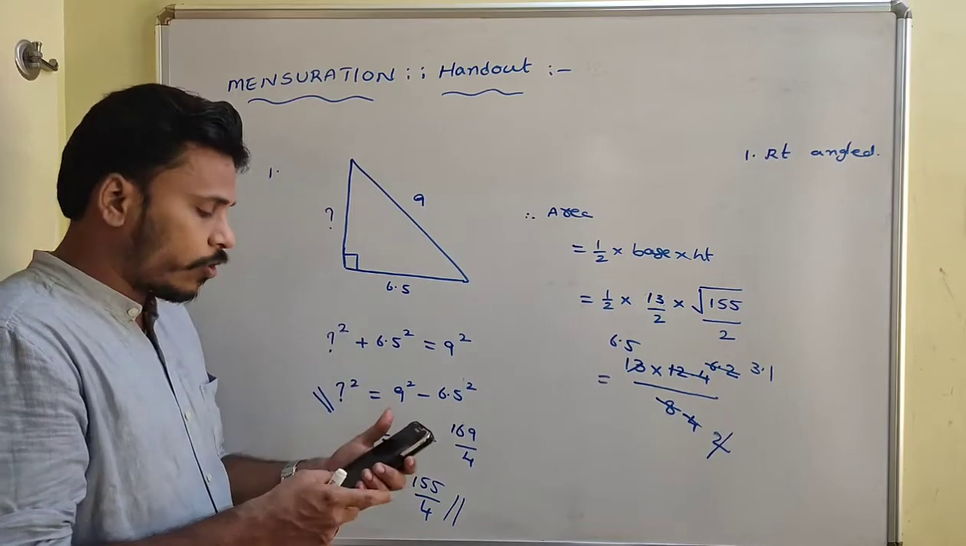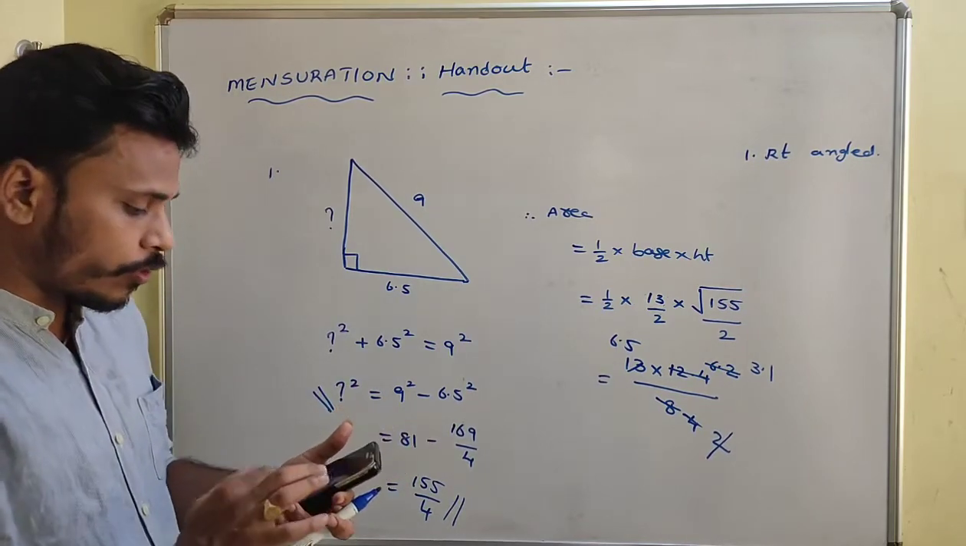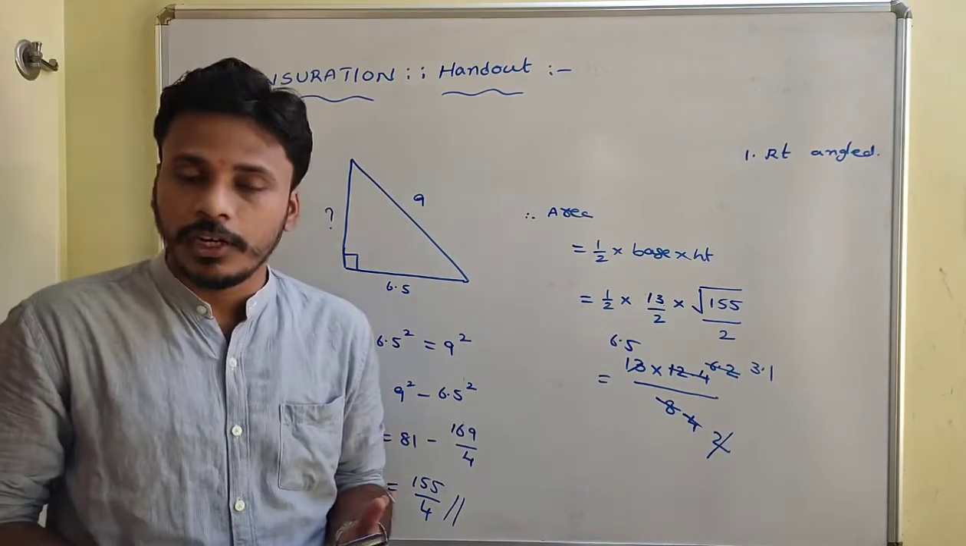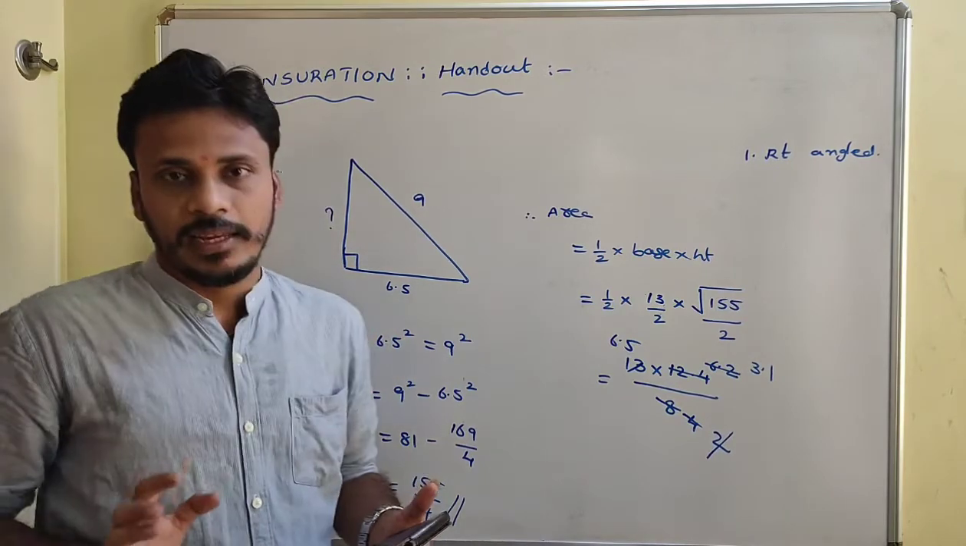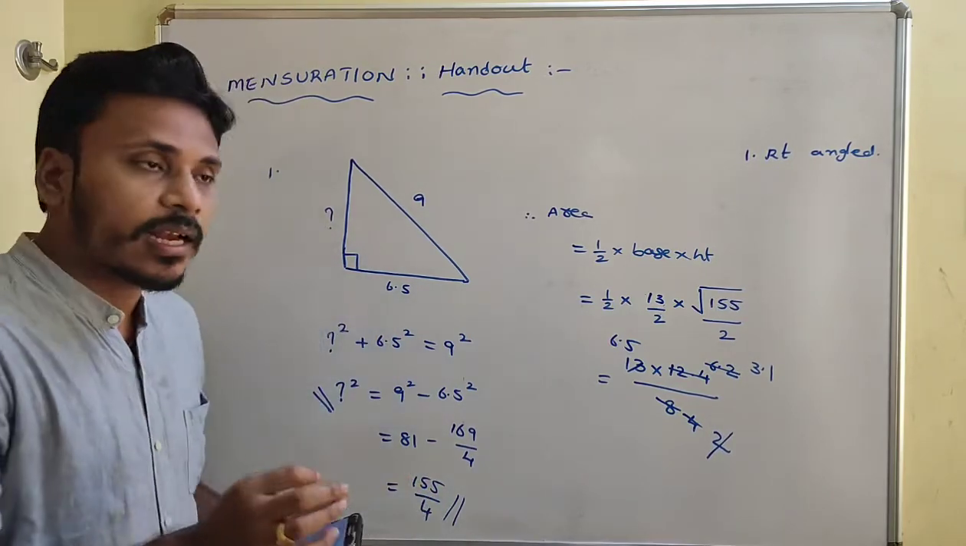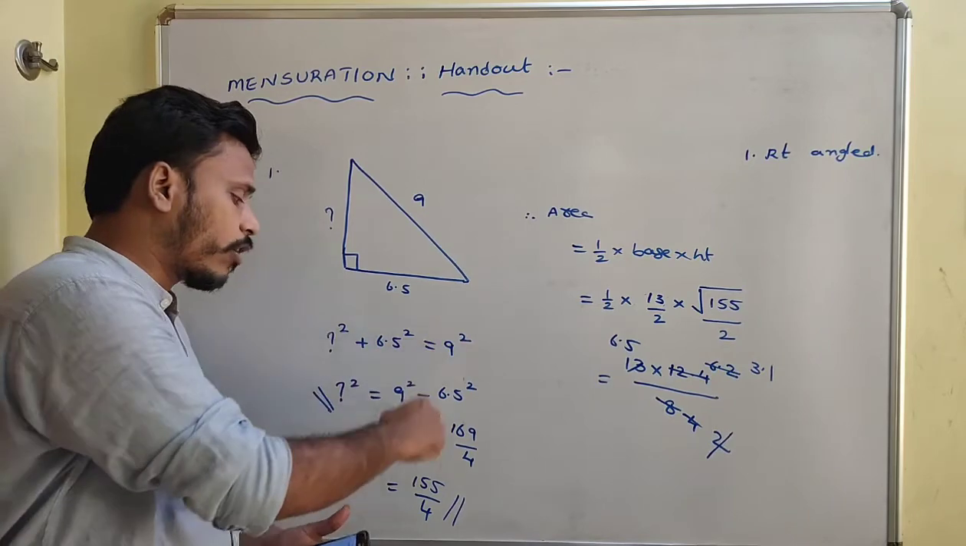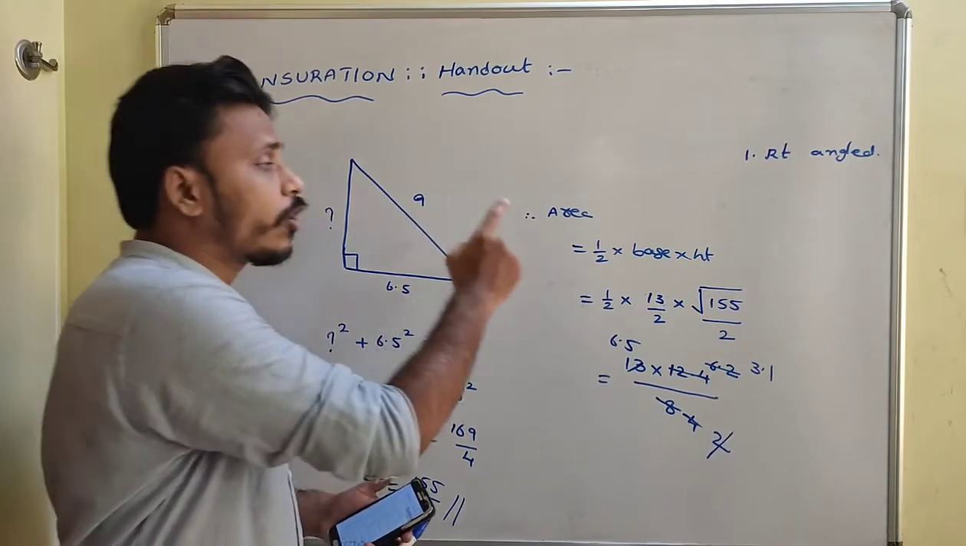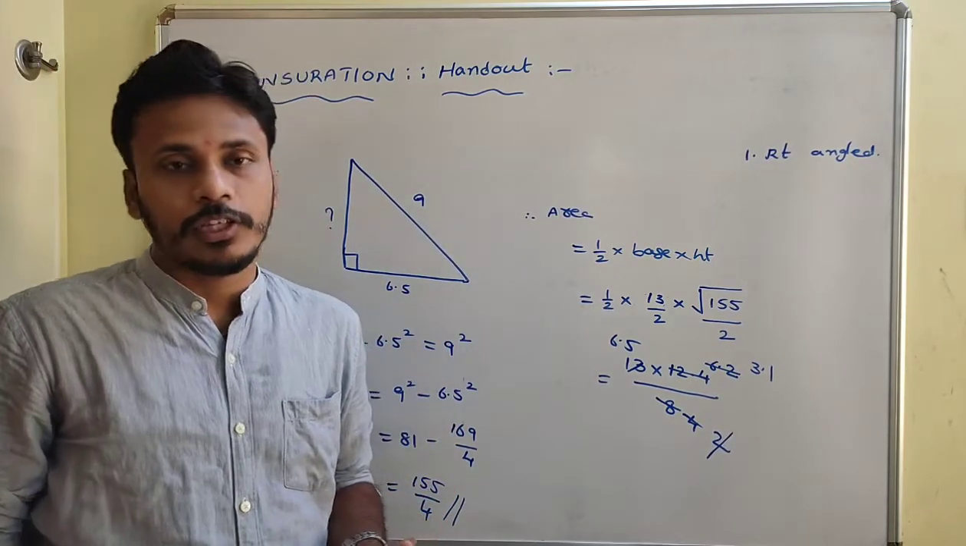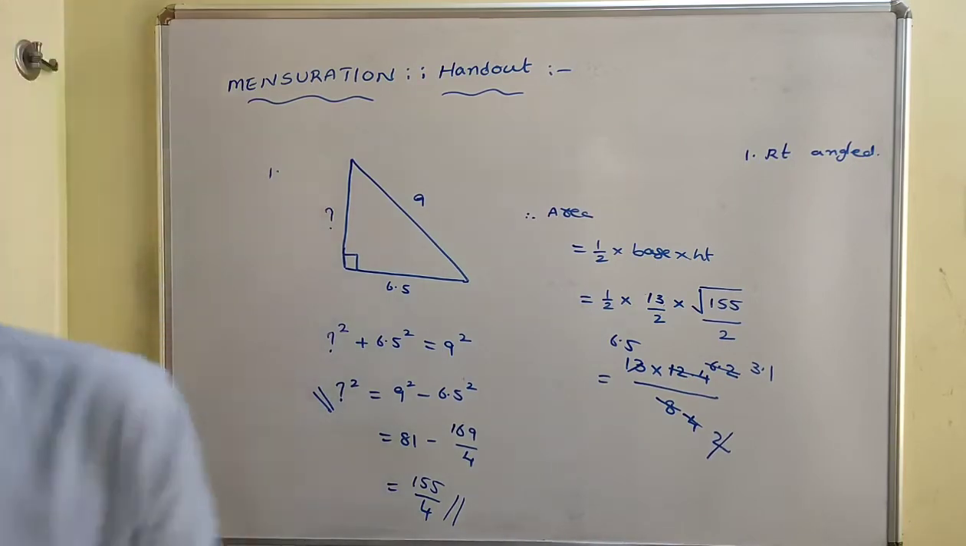Okay, just have a look. This is the first problem of mensuration, and the problem is related to the right angle triangle. For a right angle triangle, the missing side is calculated by the Pythagorean result, and the area is calculated by the formula half base into height. Okay, that's the first problem.